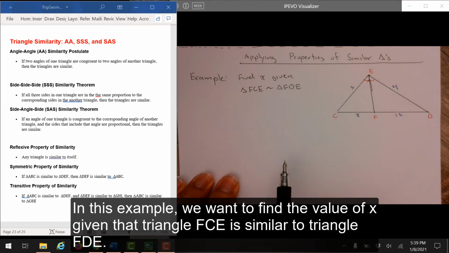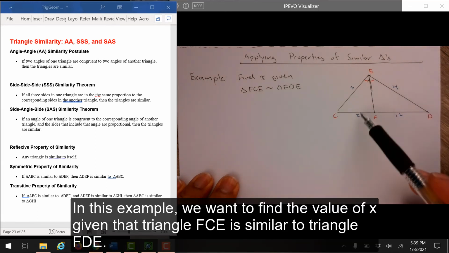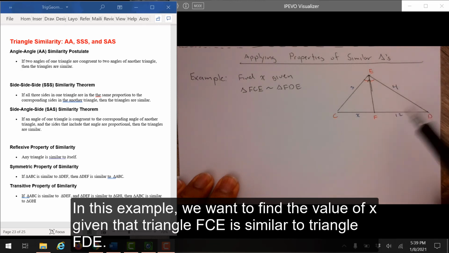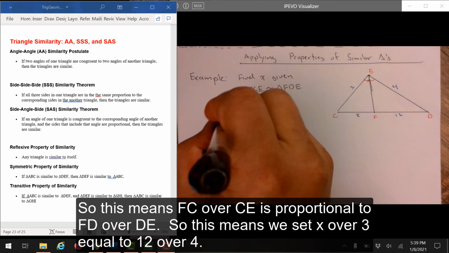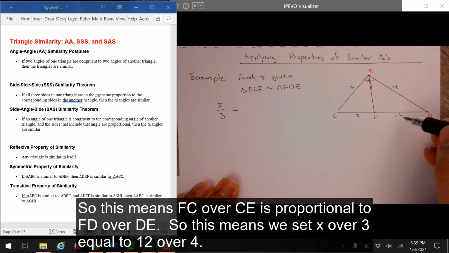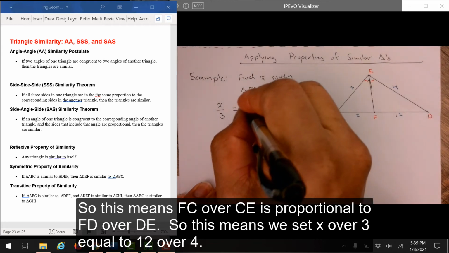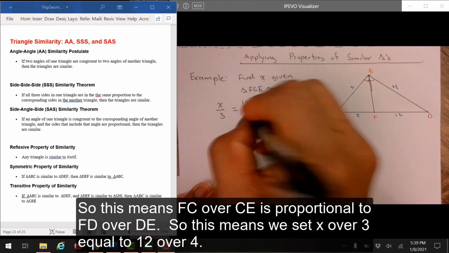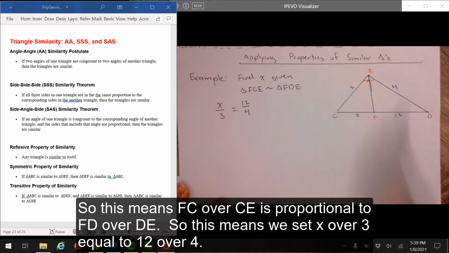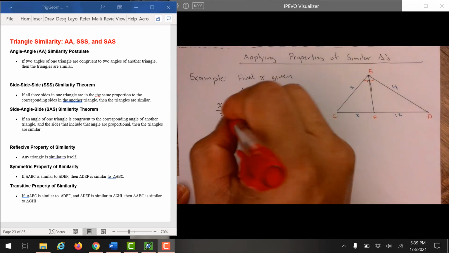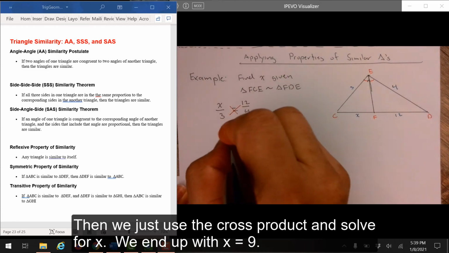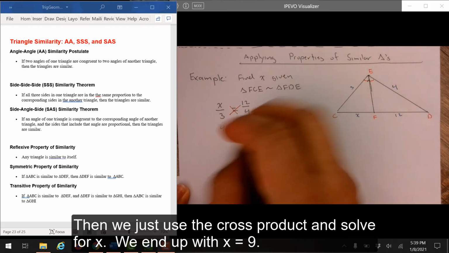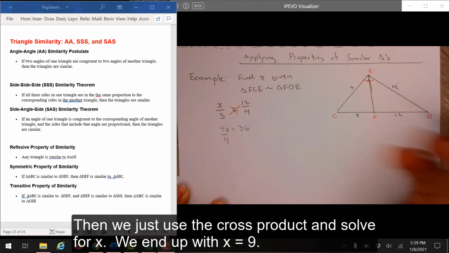In this example, we want to find the value of x given that triangle FCE is similar to triangle FDE. So this means FC over CE is proportional to FD over DE. So this means we can set x over 3 equal to 12 over 4. Then we just use a cross product and solve for x. We end up with x equals 9.